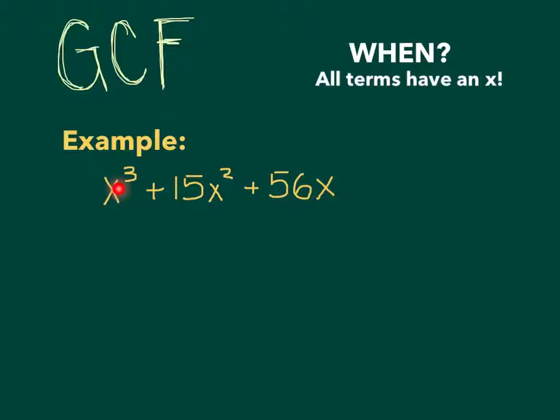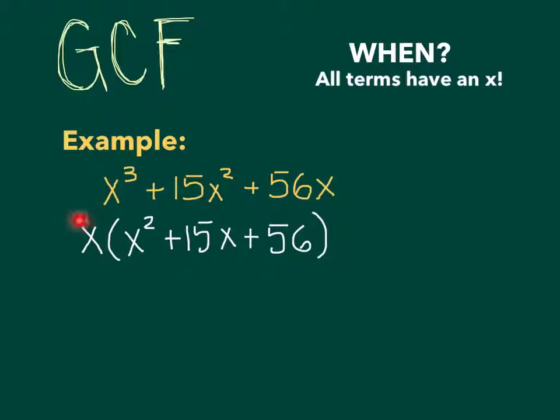We have x to the third plus 15x squared plus 56x. So we're good. They all have an x. So I'm going to start off by factoring that x out. Once I've done that, I'm left with an x on the outside, then in parentheses x squared plus 15x plus 56. Notice that each term lost one x. Now all I have to do is factor this trinomial. And this will be a good review of factoring trinomials with degree 2 as well.